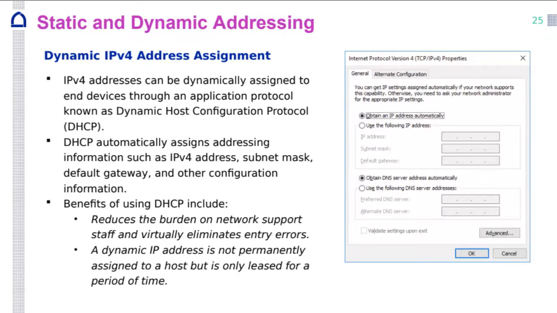What are the benefits of using DHCP? It reduces the burden on network support. You don't have to go to each computer and assign an IP address every time they turn on their computer. A dynamic IP address is not permanently assigned to a host, but is only leased for a period of time. So you have control, and it's more efficient. It will not create duplication, because if you assign two hosts the same IP address, they will not work.